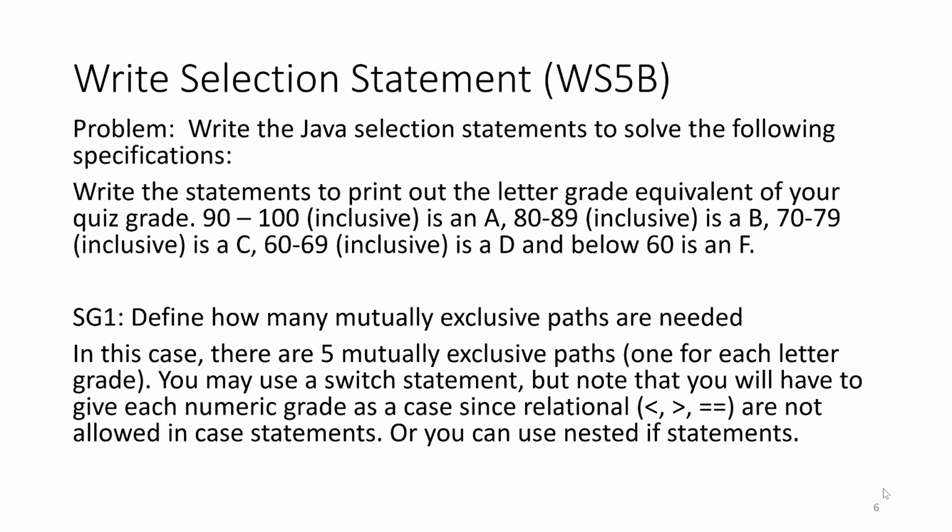First, we need to define how many mutually exclusive paths are needed for sub-goal 1. In this case, there are 5 mutually exclusive paths, 1 for each letter grade. You may use a switch statement, but know that you will have to give each numeric grade as a case, since relational operators, less than, greater than, equality, are not allowed in case statements. The other option is to use nested if statements. Let's go with that one.